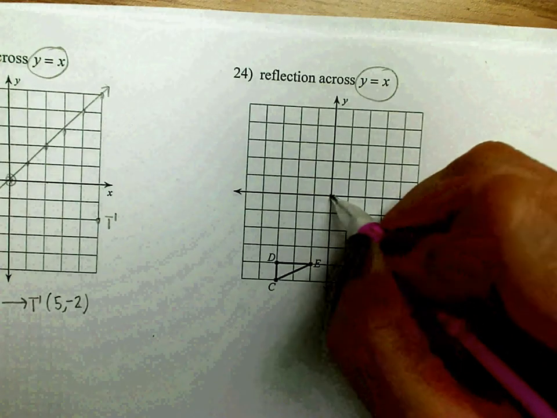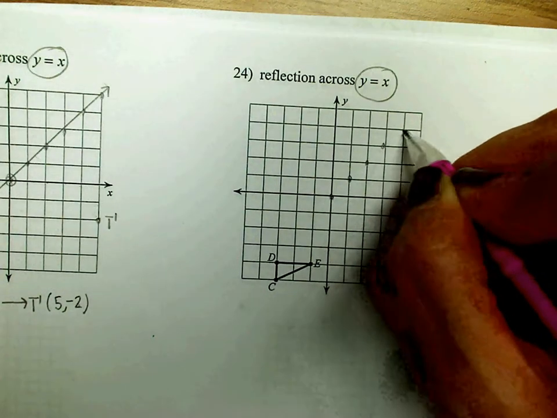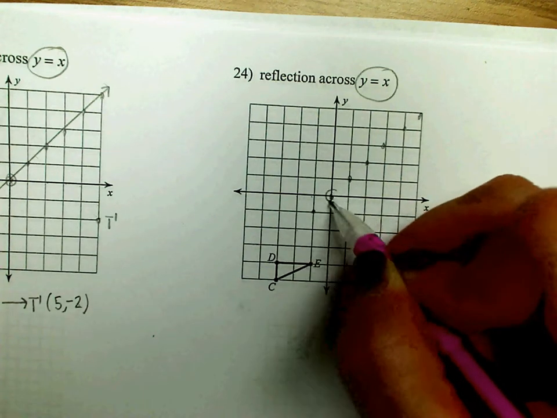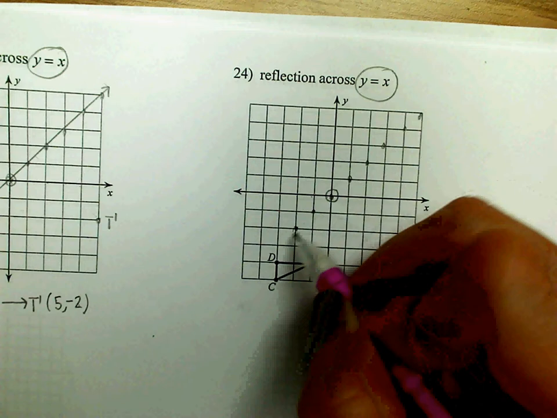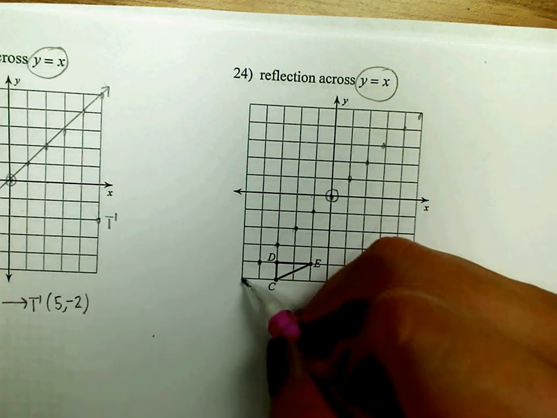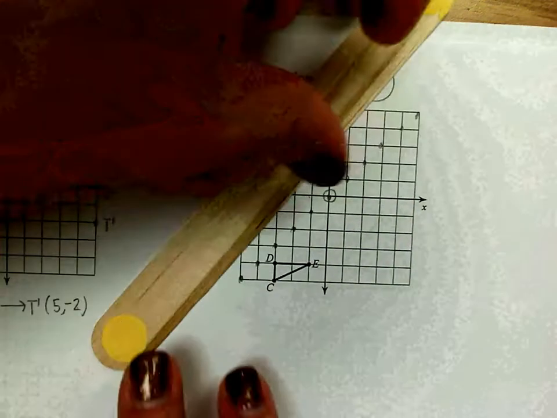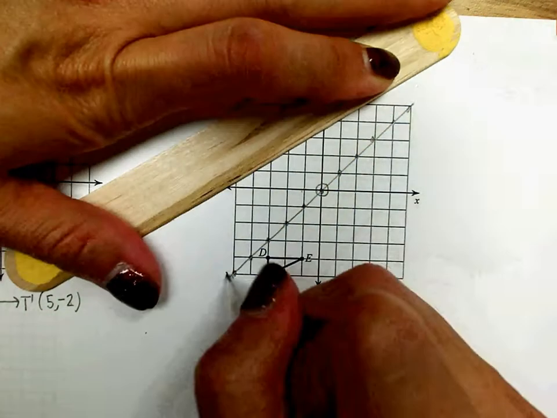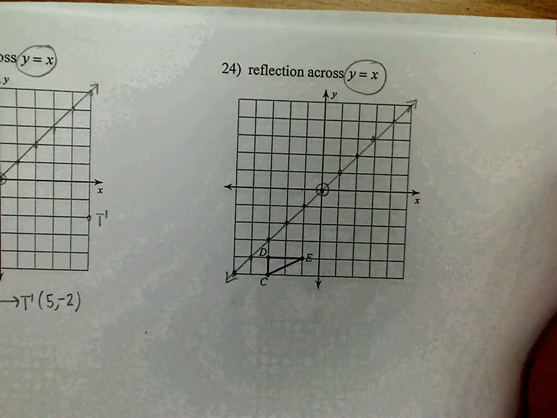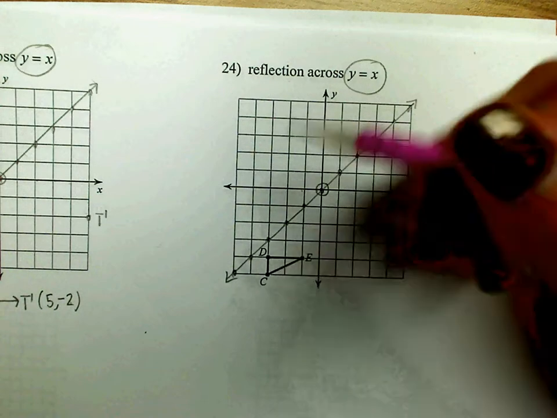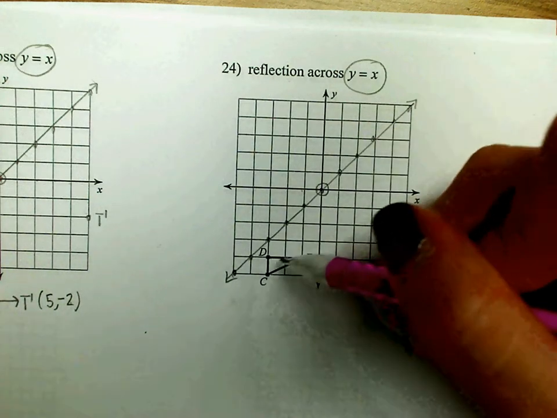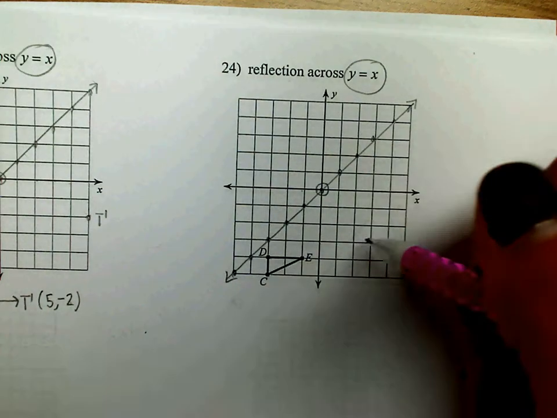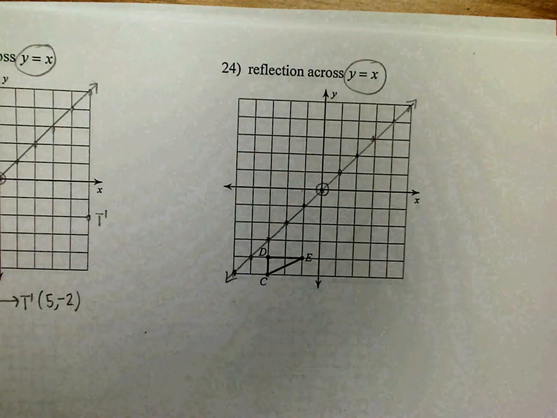Now this one also says reflection across the line y equals x, which means 0, 0, 1, 1, 2, 2, 3, 3, 4, 4, 5, 5, negative 1, negative 1, negative 2, negative 2, negative 3, negative 3, negative 4, negative 4, negative 5, negative 5. Okay, so if I put these together, create my line, now I can see I have this triangle, and I want to flip it over this line. So where do you guys think it'll end up? Will it end up on the same side, or the different side? It should end up on the other side.